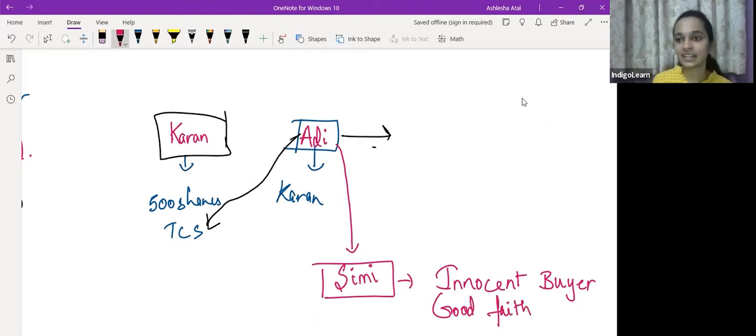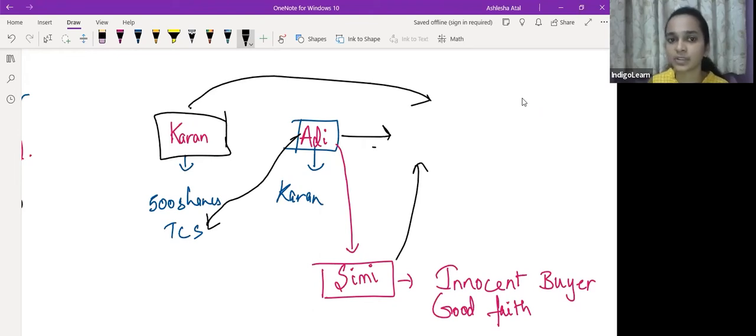And since this transfer happened, Simi's name has been entered into the register of members. Now meanwhile, Karan wants to sell his shares. Karan goes to the company and gives a transfer document to the company. The company tells Karan that you have already sold these shares, so how can you sell the shares now?